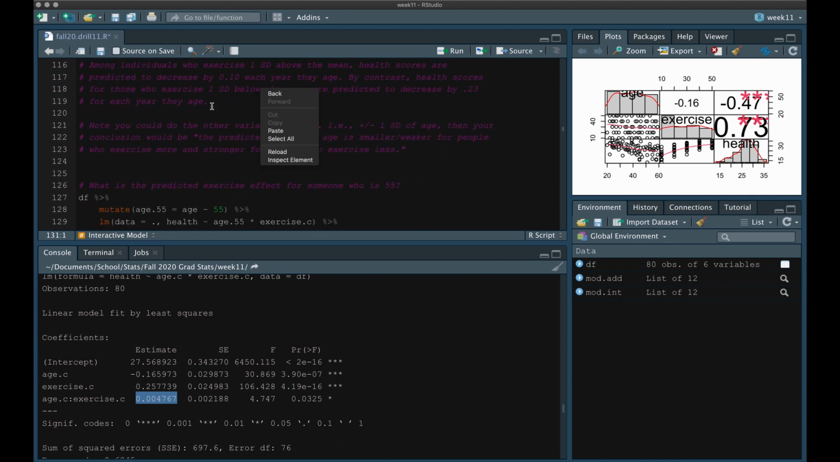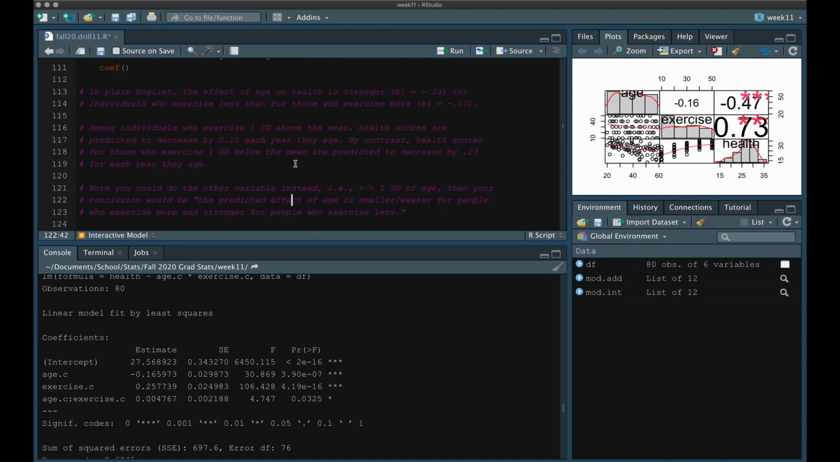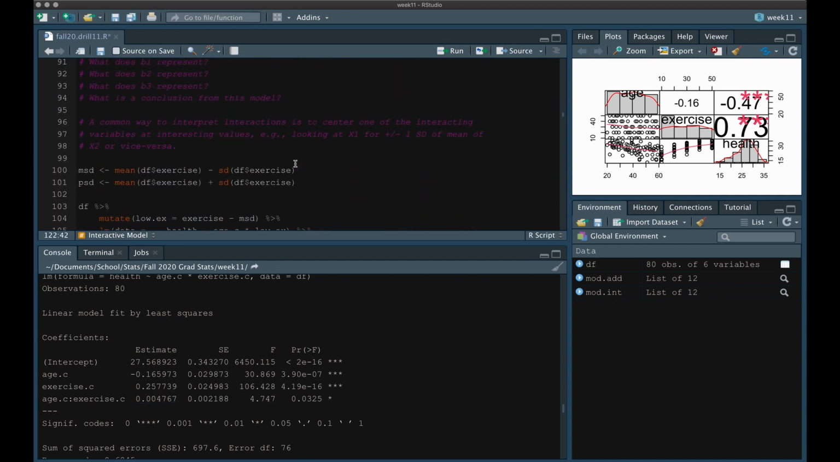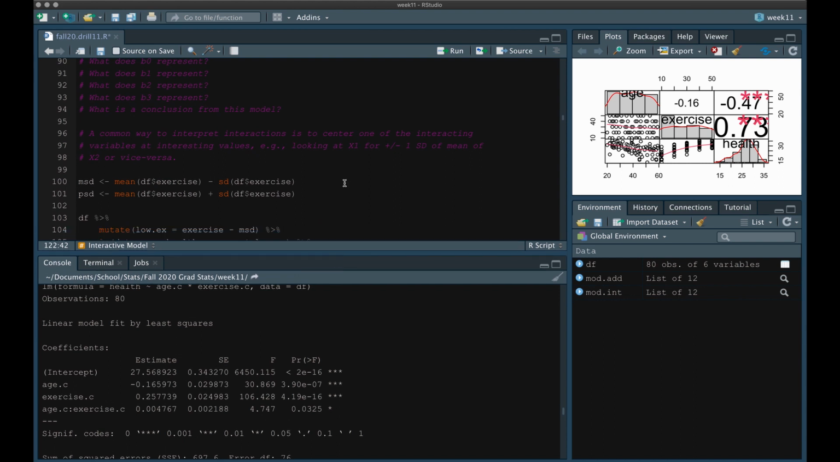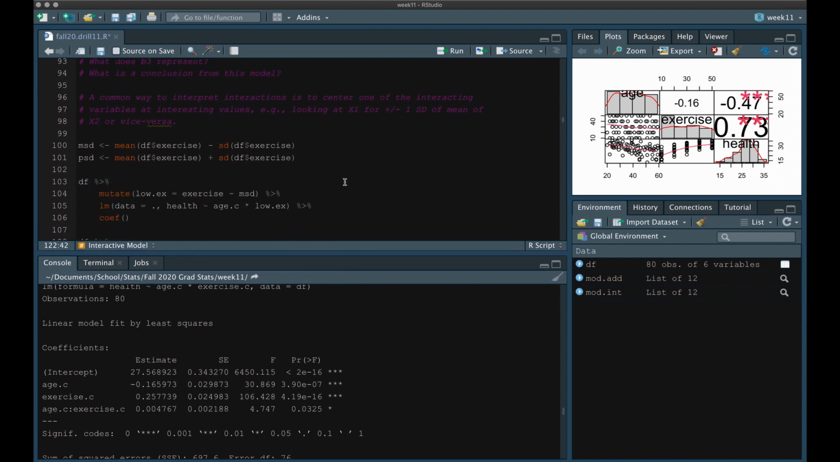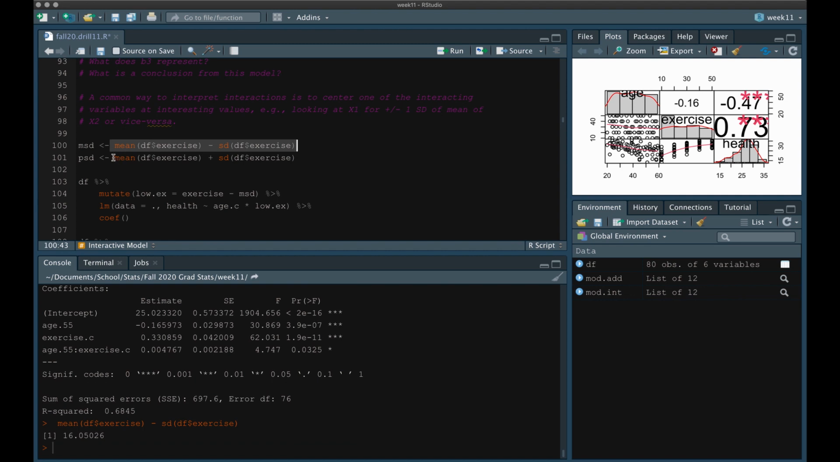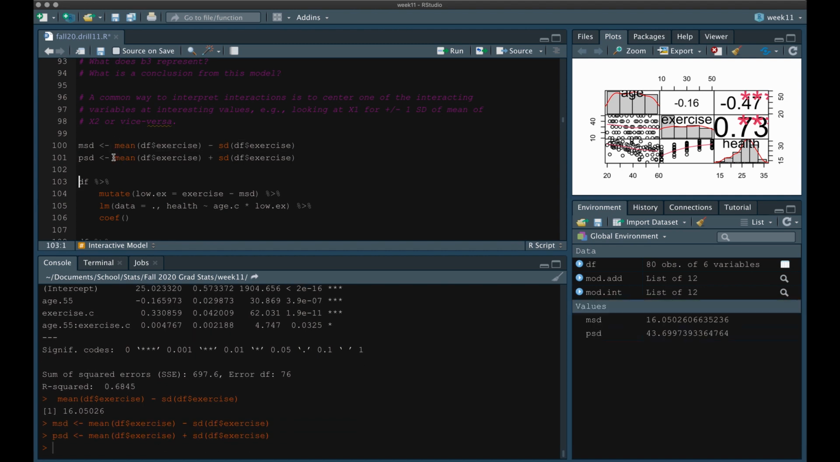So coming back, one common way of interpreting interactions is to center them on interesting or meaningful values. Probably one of the most common ones is looking at the mean plus and minus 1 standard deviation. Sometimes you might see 1.5 standard deviations, whatever the case may be.